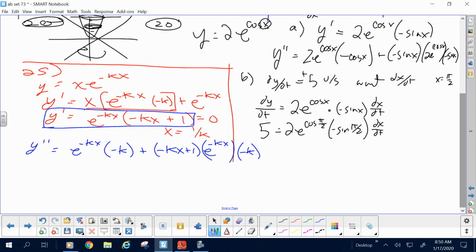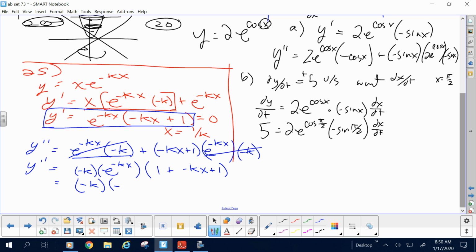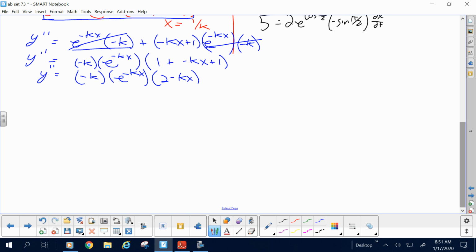Clean it up. All right. So y double prime, I heard a little mixture. I think you'll agree that they both have a negative k and an e to the negative kx. When I pull that out, I'm left with 1, and with negative kx plus 1. So negative k e to the negative kx, 2 minus kx, is a very clean second derivative, or relatively clean. We cool?